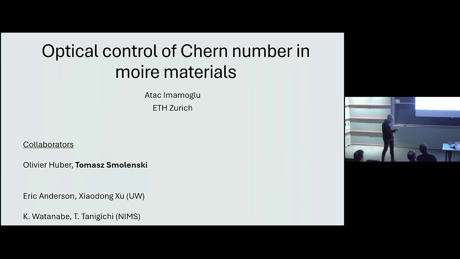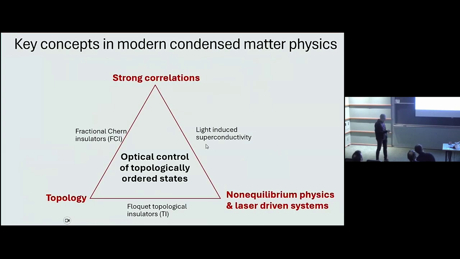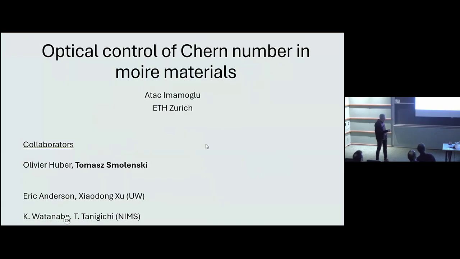So these are the people involved in, this doesn't work. Here it is. So these are my collaborators, and we got the samples from Shadong Xu and Eric Anderson, and the experiments were done by my PhD student, Olivier Huber, and a former postdoc, Tomasz Smolensky. But the real credit should go to Tomasz for what I'm going to tell you about.